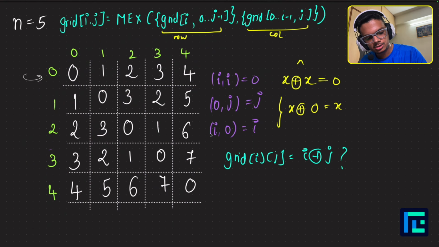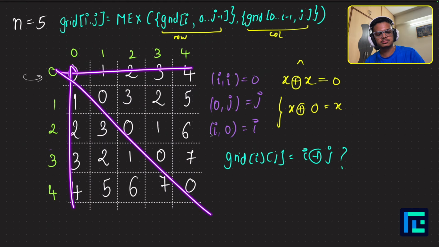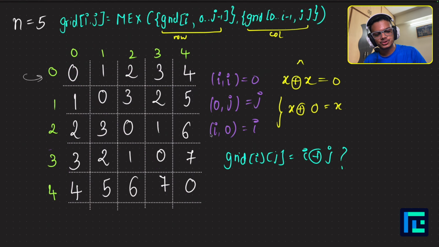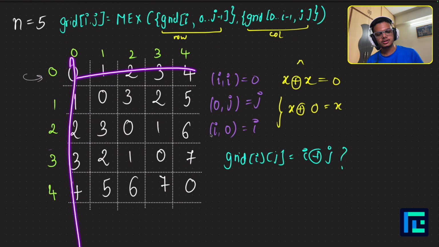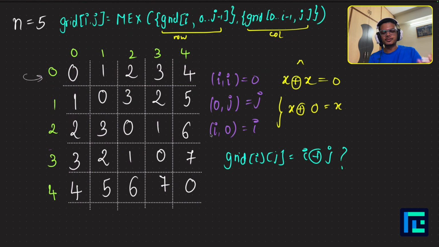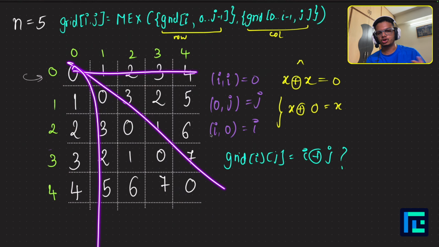Let's look at a value here. Of course, this is true for the first row, first column, and the diagonals, because by the property of XOR, if you XOR anything with 0, you get the same value. And by the property of XOR, if you XOR same elements, that is 0 XOR 0, 1 XOR 1, 2 XOR 2, 3 XOR 3, 4 XOR 4, it will be 0. So the diagonals, the first row and the first column are automatically verified.